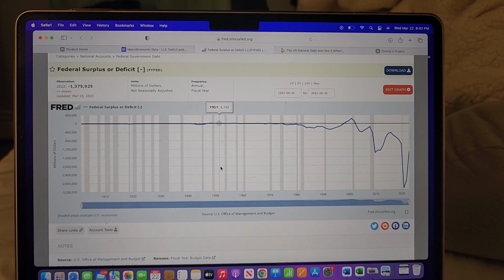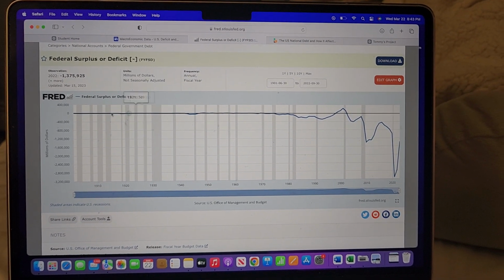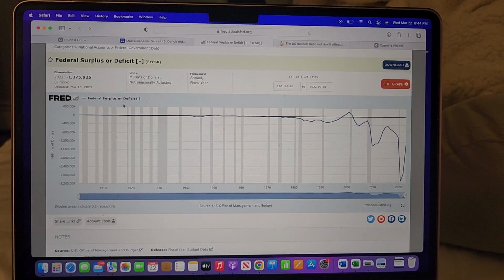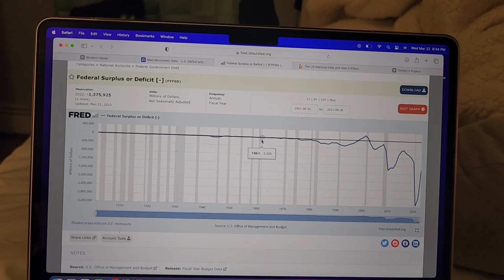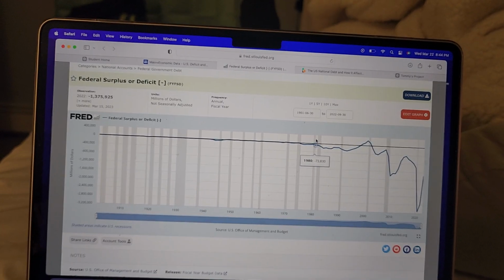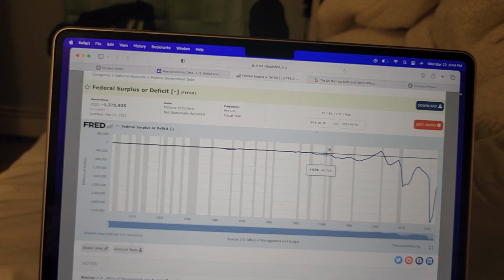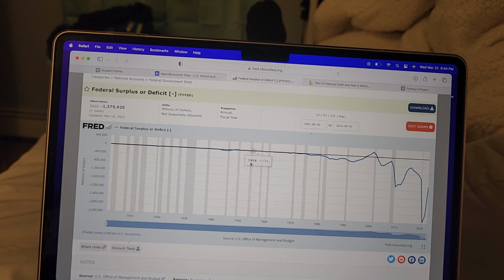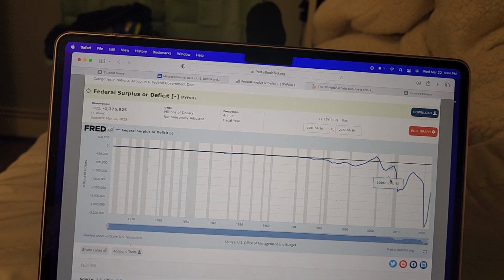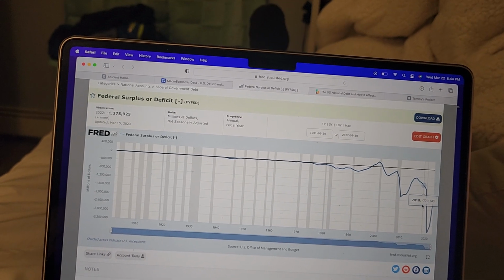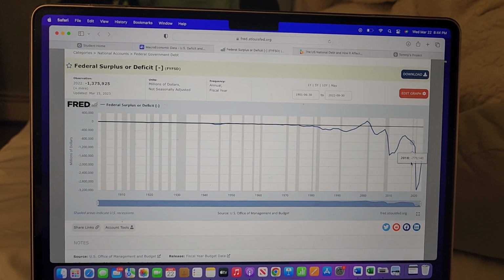Okay, so this graph here, federal surplus or deficit. This black line right here represents zero. Anything above this line would indicate that the federal government was in a surplus. Anything below this line, we can see especially in later years, indicates that we are in a deficit.